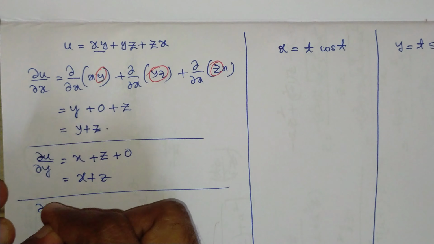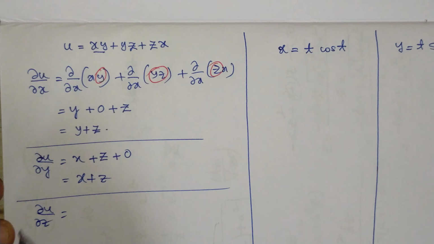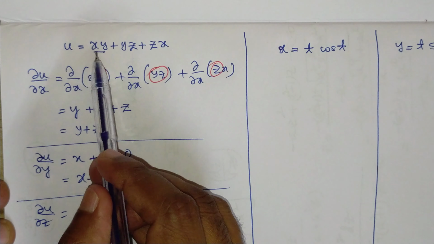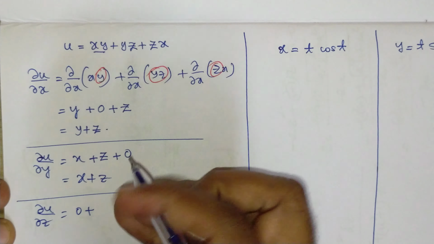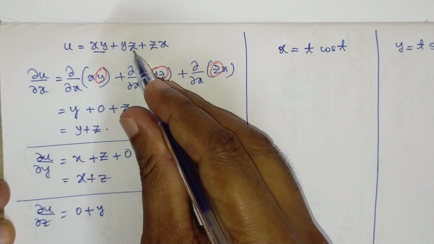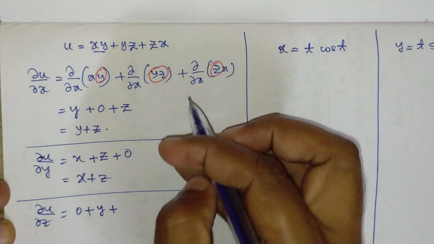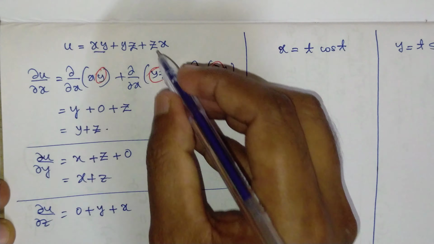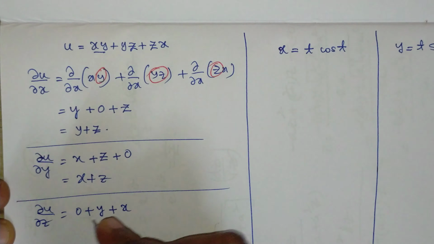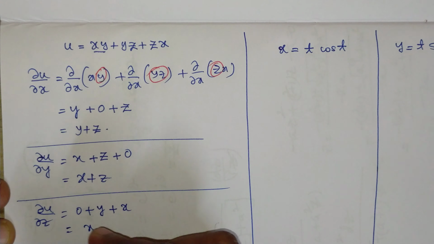And we can calculate dou u by dou z. So here x and y are constant. So the differentiation of x and y with respect to z is 0, since they are constant. Here y is constant, take that outside. The differentiation of z with respect to z is 1, plus the differentiation of x is constant here. Take that outside. The differentiation of z with respect to z is 1. So we have it is x plus y.